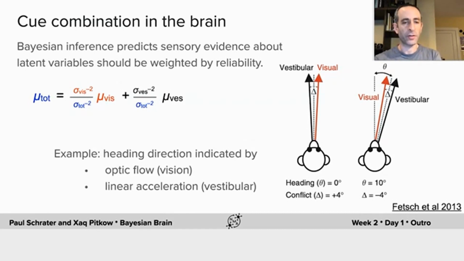And we saw the equation for that earlier. Fetsch et al. looked at this problem for monkeys trying to discriminate between different headings, using two different sensory cues. One is vision, and the other is their balance or vestibular sense, using linear acceleration. The monkeys were actually placed on a platform and pushed around in space, and they would feel that acceleration, and that makes you feel which heading, which direction you're going.